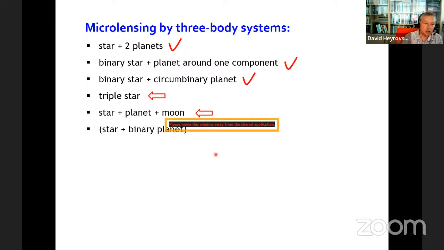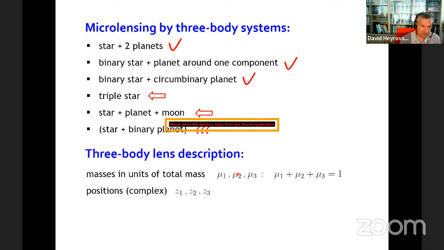Whichever regime you are in, what you need to describe the three-body lens, well, of course, you need 3 relative masses, so we can write them in units of the total mass. And of course, depending on the combination, you would be in different regimes. So for a triple star, all of them would be comparable. For a star with 2 planets, you would have 1 large and 2 small relative masses. For a binary star with a planet, you have 2 large and 1 small, etc. For a star with a planet with a moon, you would have 1 large, 1 smaller, and 1 smallest fractional mass. 3 positions, of course, for the 3 bodies.